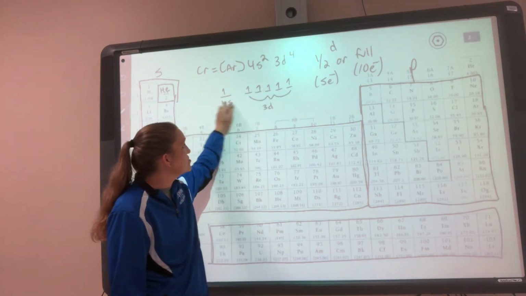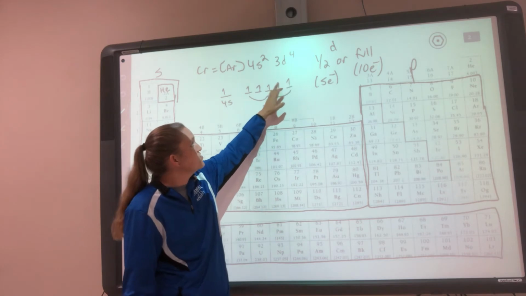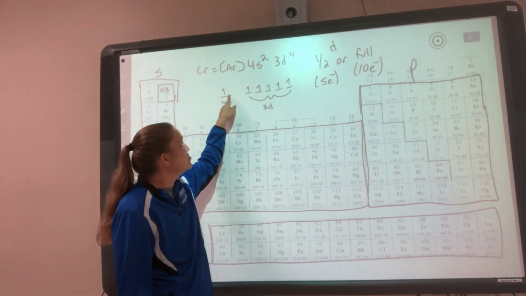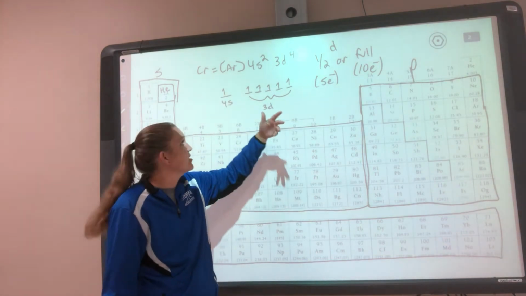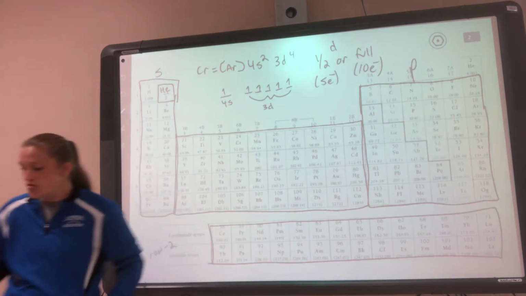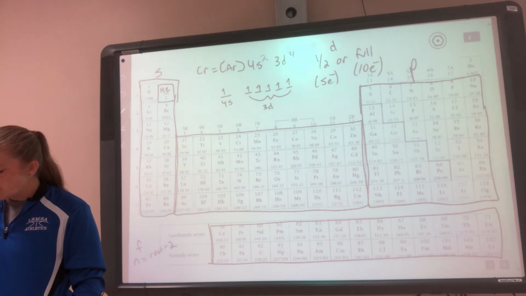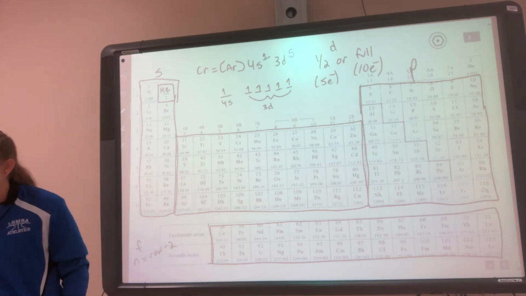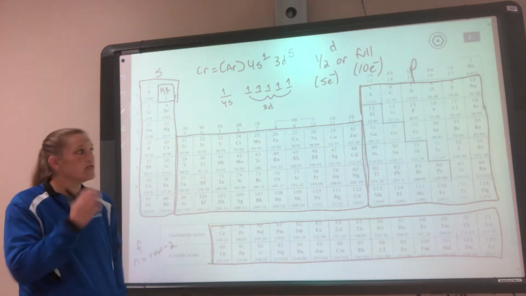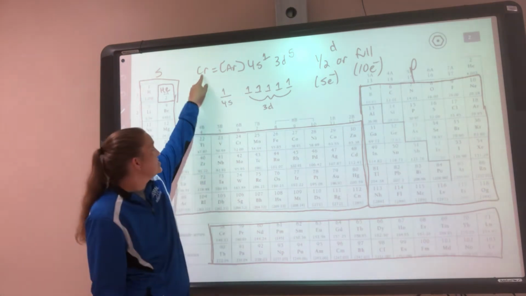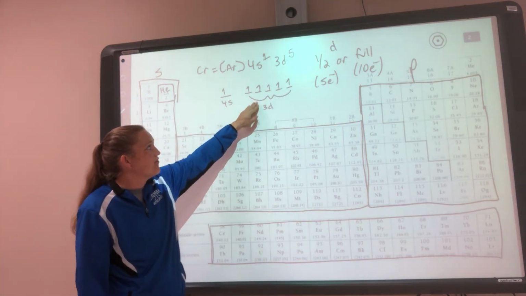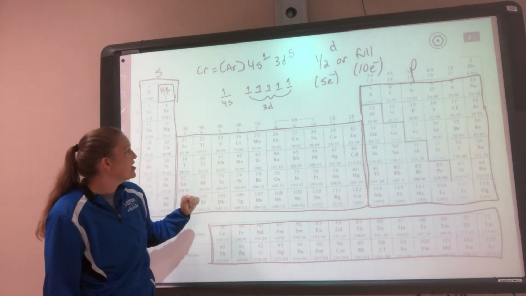I still have the same total number. I still have 1, 2, 3, 4, 5, 6. I don't add, I don't remove. Okay, all I'm doing is moving, transitioning. So now my new electron configuration is going to be 4s1, 3d5. But it can only happen if it's a D element and if it makes it half full or full. So let's do another one.